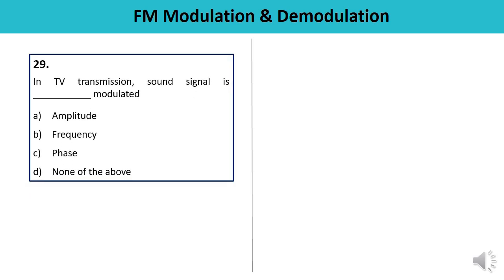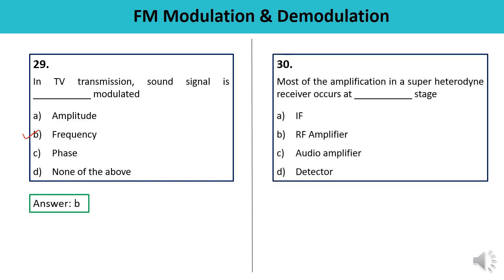Question number 29 is, in TV transmission, sound signal is modulated. Amplitude, frequency, phase or none of the above. So in TV transmission, sound signal is frequency modulated, means the answer is B. Question number 30. Most of the amplification in super heterodyne receiver occurs at which stage? IF, RF, audio amplifier or detector. So most of the amplification is done at the IF stage, intermediate frequency, IF amplifier. Correct answer.